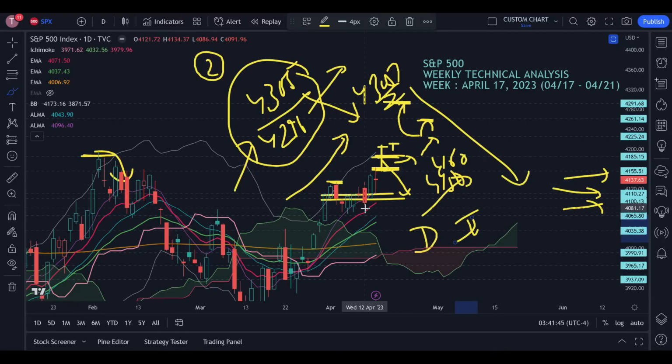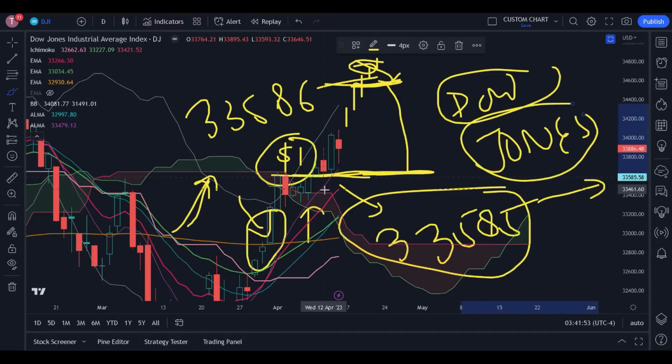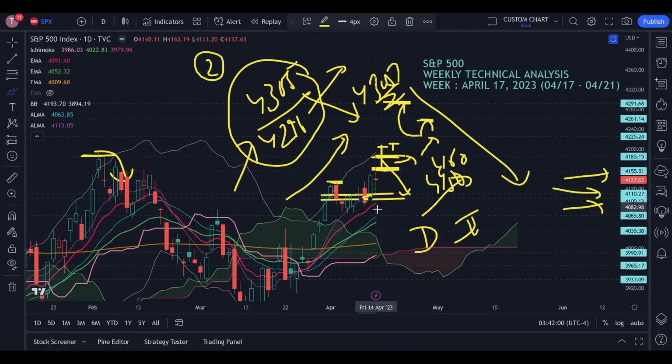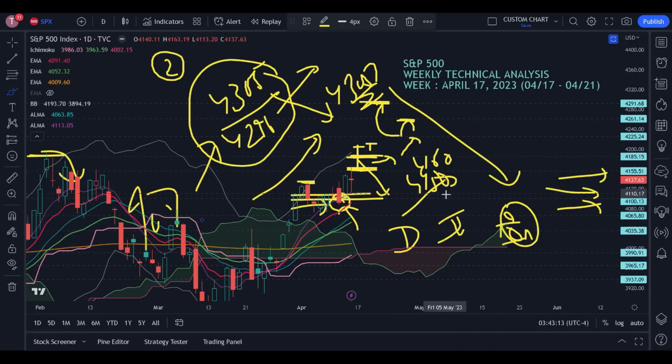The same can be seen on Wednesday, when the S&P 500 closed at 4091 below the mark, but at the same time the Dow Jones was able to sustain and close above 33,585. That was the reason this was a false signal in the S&P 500 on Wednesday. Anyways, we were talking about the support levels. For now, 4100 and 4110 is going to act as a very strong support zone.